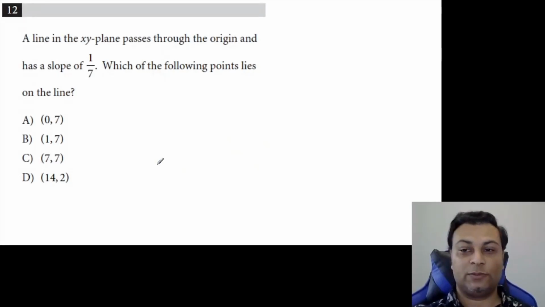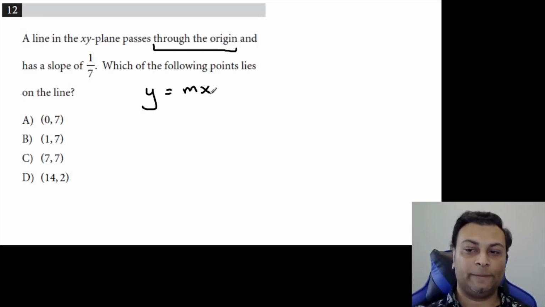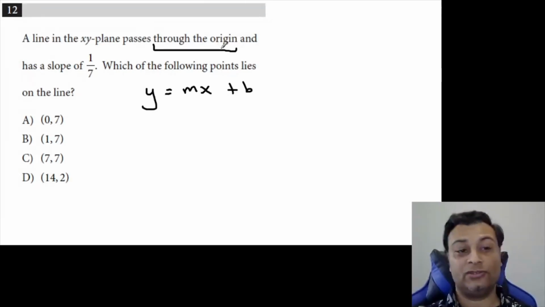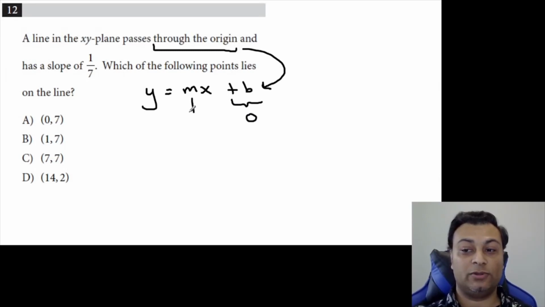A line in the xy plane passes through the origin and has a slope of 1/7. Which of the following points lies on that line? Okay, if you pass through the origin, so if we think about y equals mx plus b, passing through the origin will give you a y-intercept of 0. So the b itself has to be 0. And the slope, we're given that, is 1/7. So our equation is y equals 1/7 x.